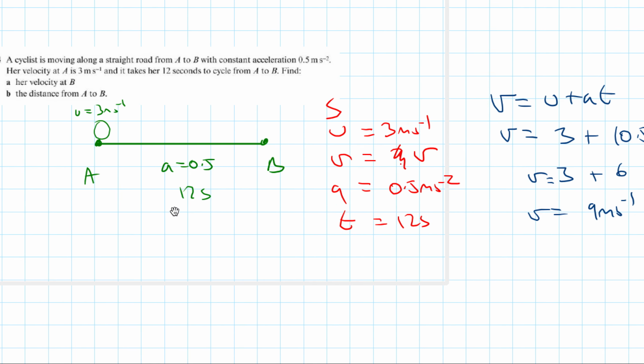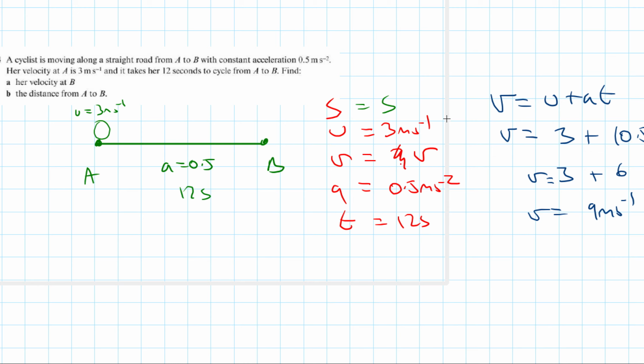Then in part B, we're going to find the distance from A to B, so we're going to find our s value. Now it is very tempting to use your answer from part A, however we have enough values, essentially we can use an equation without v to be able to find our answer for B, for our distance, without using our previous answer.